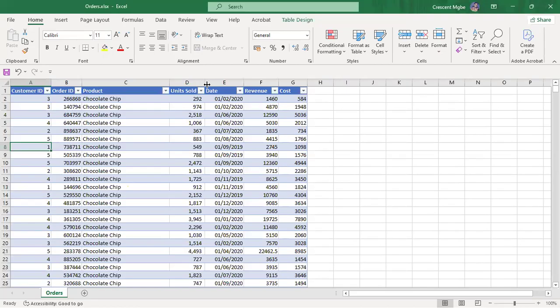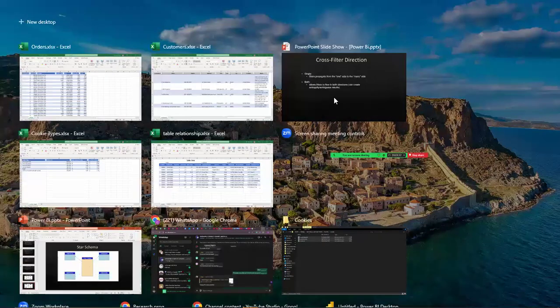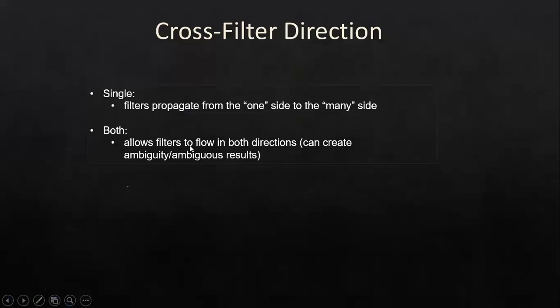All right. So the next one is both. This is also a way that you allow connection to be flowing from both sides. Don't worry, you will understand this when we get to Power BI. There's no way I can explain it here.